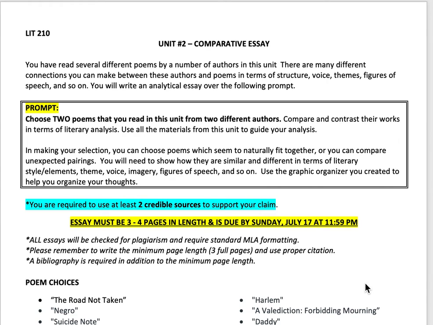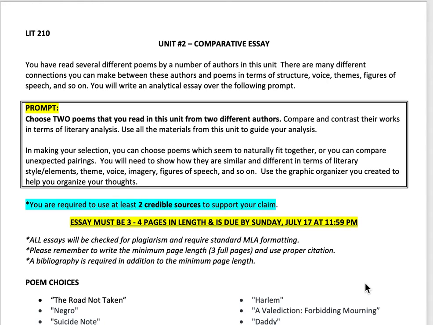This video is walking you guys through your second essay assignment, which is a comparative essay looking at two different poems that you read in this unit. There are a lot of different poems that you read, looking at things like structure, voice, figures of speech, etc. So your prompt is pretty simple.